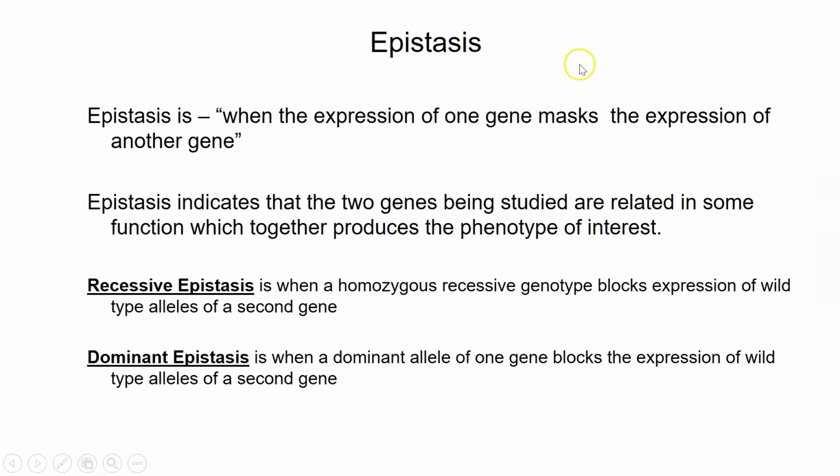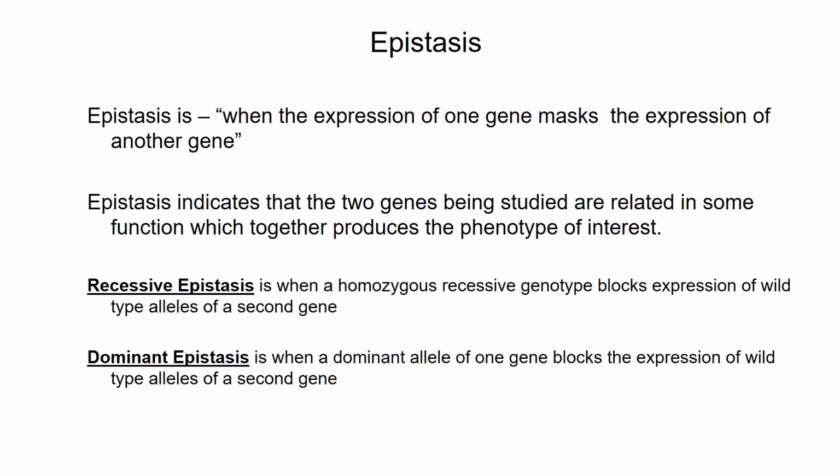All right, next example is what's called epistasis. First, a general definition of epistasis. Epistasis is when the expression of one gene masks the expression of another. So this is basically a dominance-recessive relationship between genes. Unlike what we've talked about so far, dominance is between alleles of a single gene. In this case, the genotype of one gene is masking the expression of another gene.